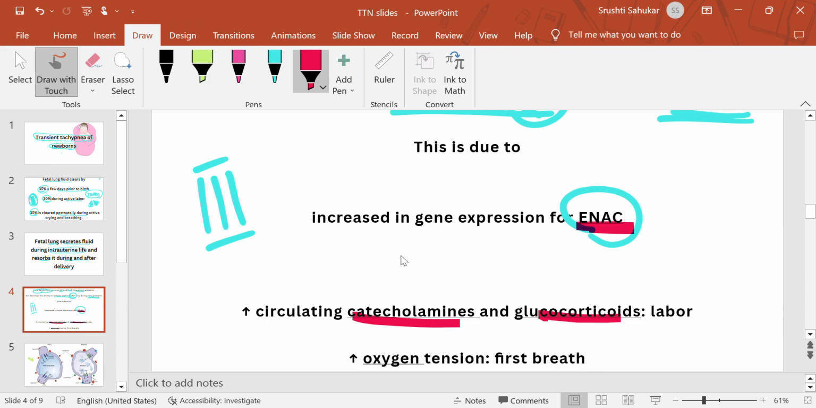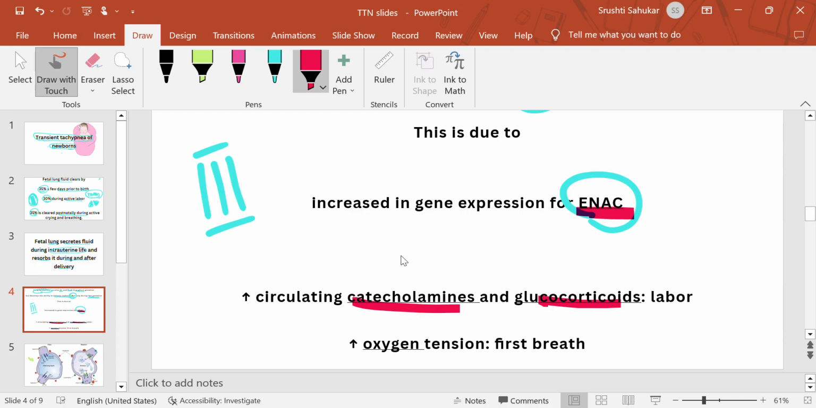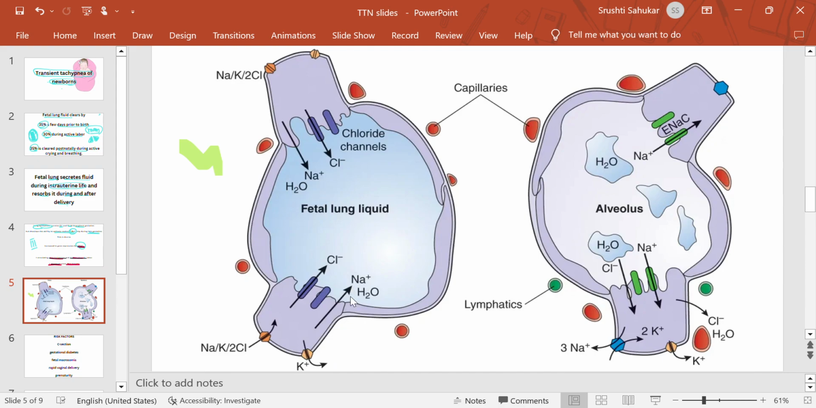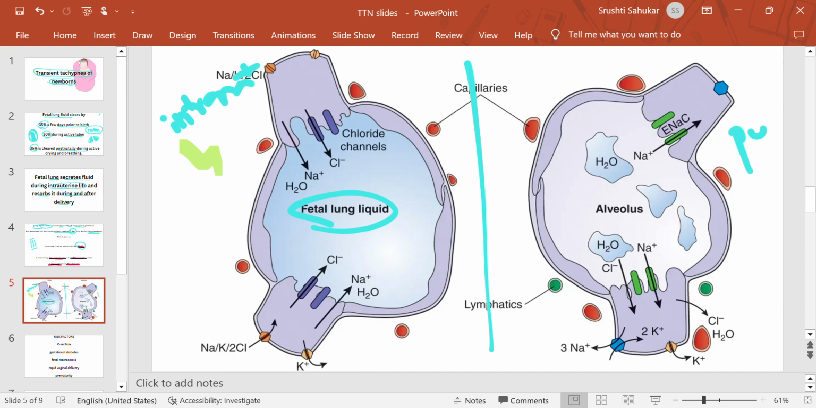which we know are the substances and hormones that do get secreted during labor, because it's a pretty stressful period. And then there's going to be increased oxygen tension when the child takes its first breath, right? Now, as you can see in this diagram, this is fetal lung liquid, and this is what happens intranatally, and this is postnatally, right?